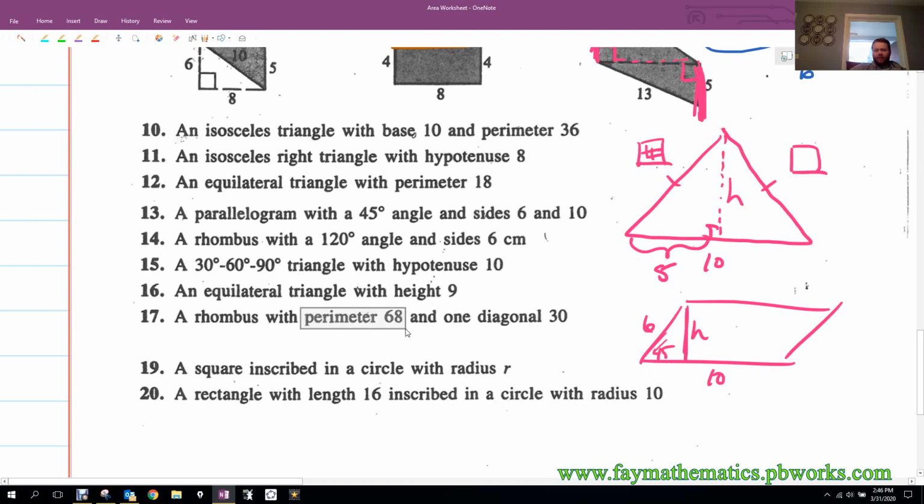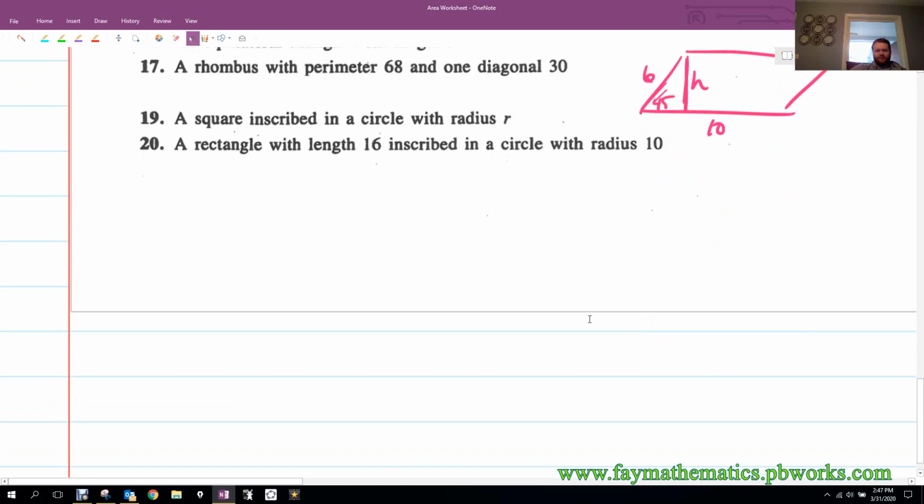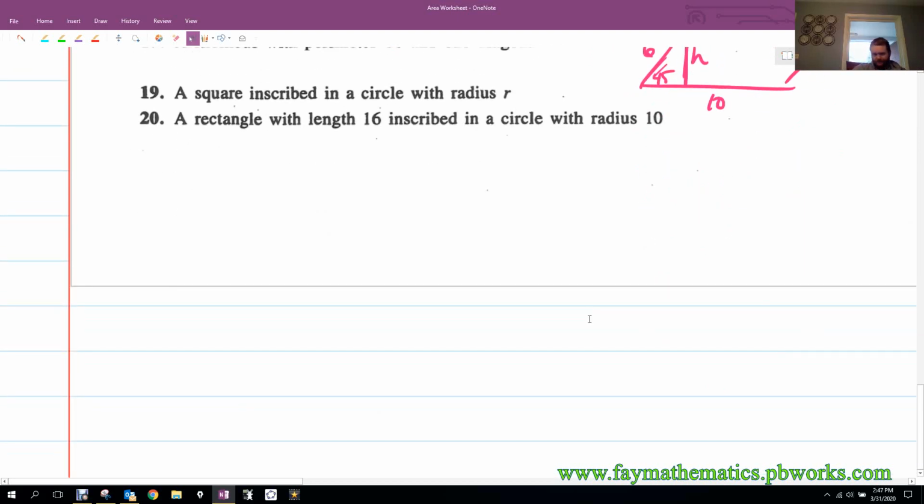Let me tell you the perimeter of a rhombus. What do I need to do? What do I know about all the side lengths of a rhombus in order to find one side length given the perimeter? Number 19.